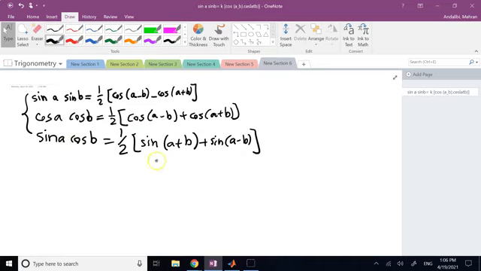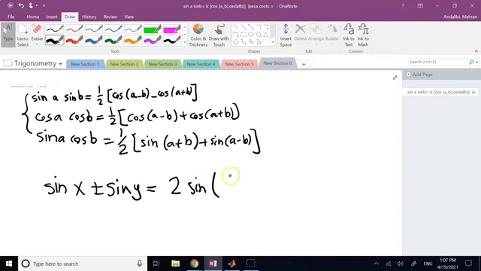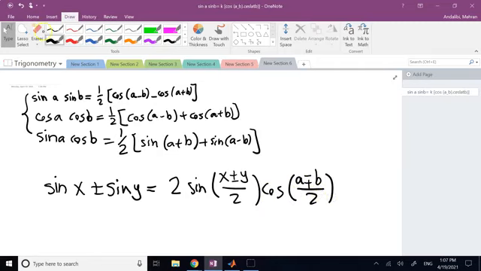And of course, going back to writing summations as products. So if I want sine of x plus or minus sine of y, this is equal to basically 2 times sine of the average, and then times cosine of that. By the way, let me use A and B instead of x and y, because I did everything today based on A and B. So let me still use A and B.